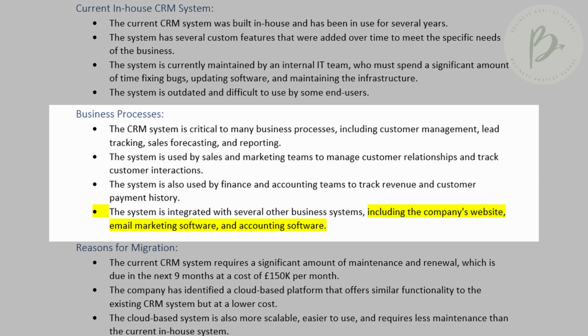This is another thing that business analysts will uncover at this stage. What is the business process? Okay, first, the CRM system is critical to many business processes, many departments, including customer management, lead tracking, sales forecasting, and reporting. This is the sort of thing that the business analyst has uncovered for this project.